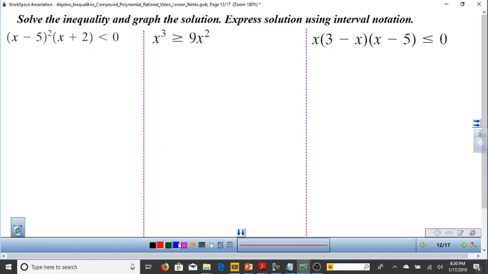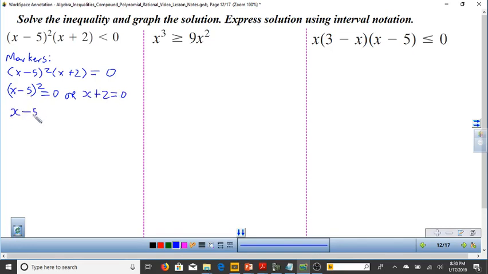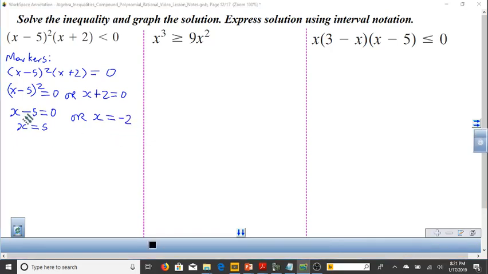So what we're going to do is simply find the markers. To find our markers, we're going to solve the corresponding equation: x minus 5 squared times x plus 2 is equal to 0. Since that's a factored polynomial, that means x minus 5 squared is equal to 0, or x plus 2 is equal to 0. We take the square root of both sides for the left equation. We get x minus 5 equal to 0, which means x is equal to 5. And for the right equation, we just subtract 2 and we get x is equal to negative 2. So my markers are going to be negative 2 and 5.